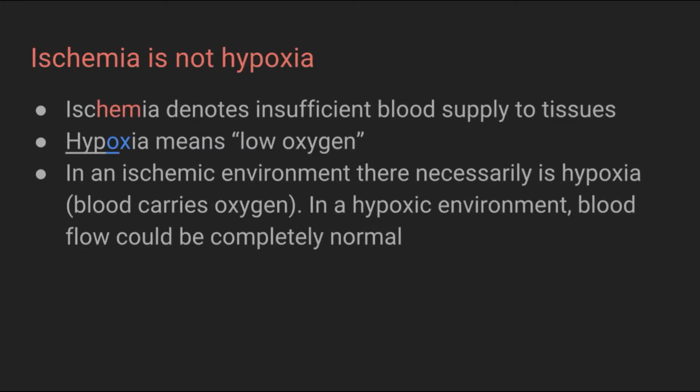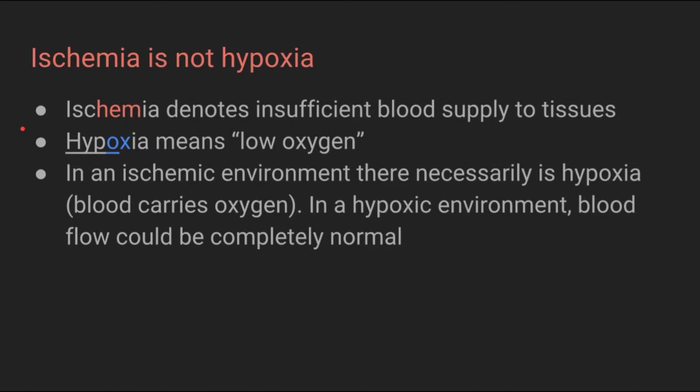So ischemia, and this is just a quick point before we proceed, ischemia is not hypoxia. These are two different words. They often get interchanged, but there's distinct differences between them. So ischemia has to include hypoxia, but hypoxia does not have to include ischemia. So just remember that ischemia has that heme in it, right? It denotes insufficient blood supply to a tissue. Hypoxia has two words in it. It's hypo, which means low, and ox, which means oxygen. Hypoxia is low oxygen.